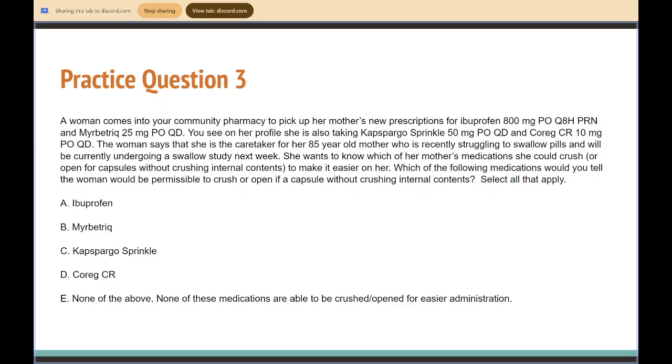Which of the following medications would you tell the woman would be permissible to crush or open if a capsule without crushing internal contents? Select all that apply. So choice A is ibuprofen, choice B is Myrbetriq, choice C is Caspargo Sprinkle, choice D is Coreg CR, and E is none of the above. Remember, this is select all that apply.